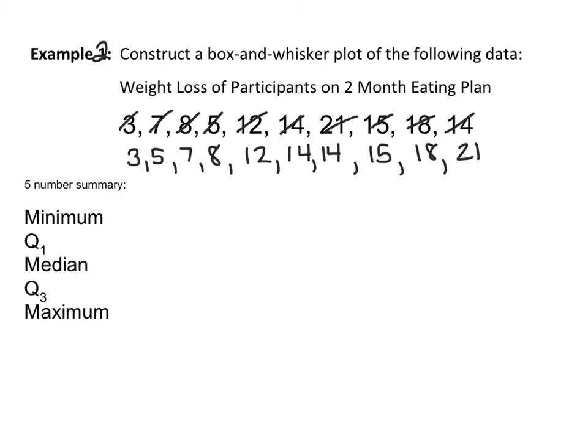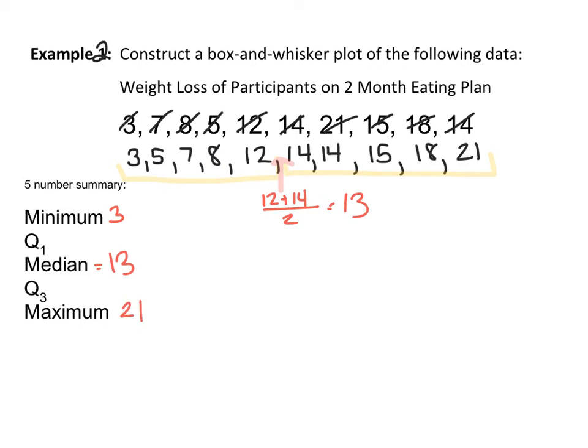So the first thing I'm going to do is split my data into halves. I'm going to have 5 in each half. So here's my lower half and my upper half. Then I find my median next. My median is going to be halfway between the 12 and 14, or find the average of the two. Both thought processes will give you 13 for the median. My minimum is 3, somebody lost 3 pounds, and the maximum is somebody lost 21 pounds on this eating plan.